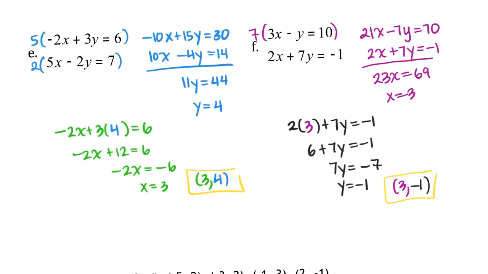Okay, for E, I have the answer of 3, 4, and then for F, I have 3, -1. And if you eliminated something else, it's fine. Once you see it eliminate, you're on the right track.